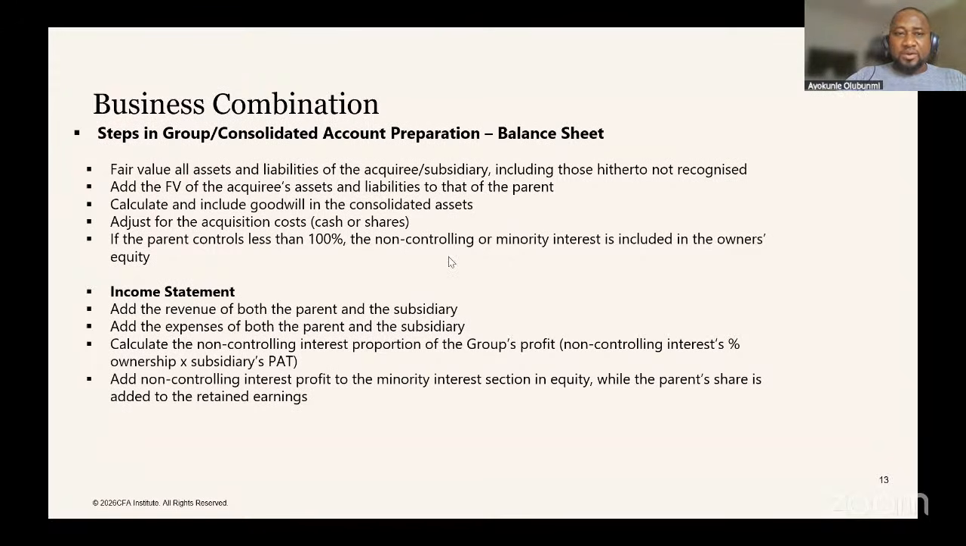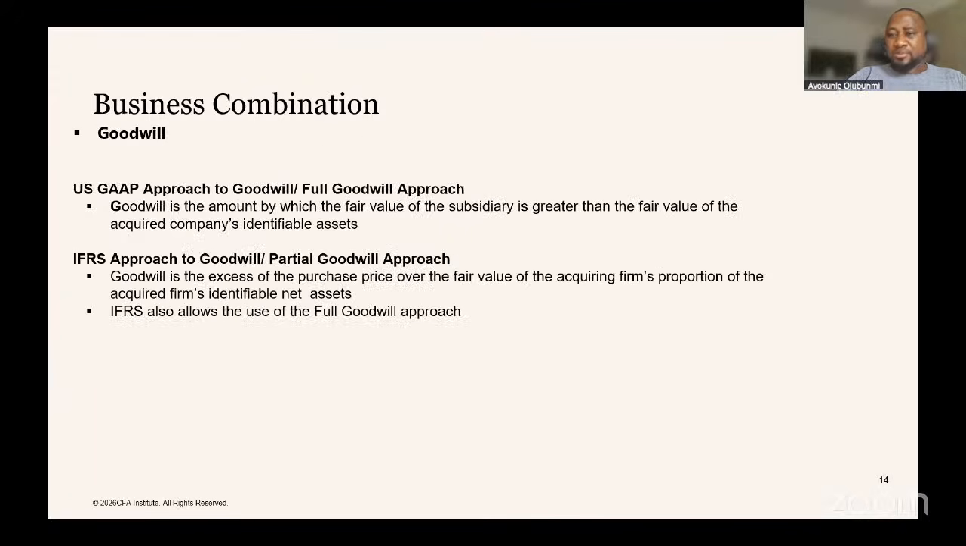Okay? Now, briefly, let's talk a bit about goodwill. In terms of goodwill, there are two methods to use. We have the full goodwill method and we have the partial goodwill method. The full goodwill method is the only method allowed for the computation of goodwill under US GAAP, and that is why oftentimes it is called the US GAAP approach. However, partial goodwill is not allowed under US GAAP, so at times some people call it the IFRS approach, although IFRS allows both the full goodwill and the partial goodwill method. You can use either under IFRS, but under US GAAP, it is only the full goodwill approach that you use.